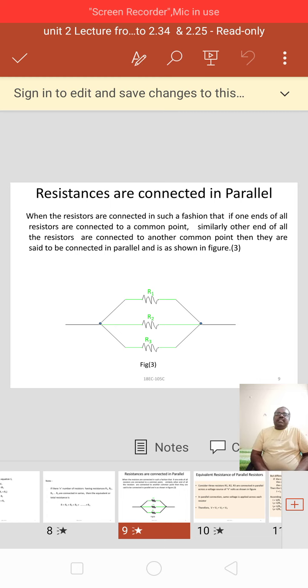Okay, for finding the resistance of resistors connected in parallel: when three resistors are connected in such a fashion that one end of all the resistors is connected to a common point, and similarly the other end of the resistors is connected to another common point, then they are said to be connected in parallel, as shown in the figure. Here the starting ends of the resistors R1, R2, R3 are connected to one point, and the ending ends of the resistors are connected to another point. This type of connection is known as parallel connection.